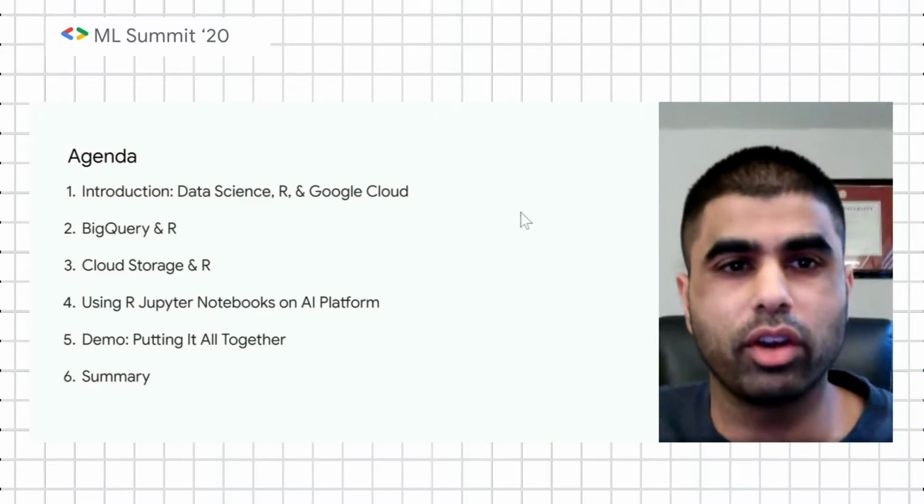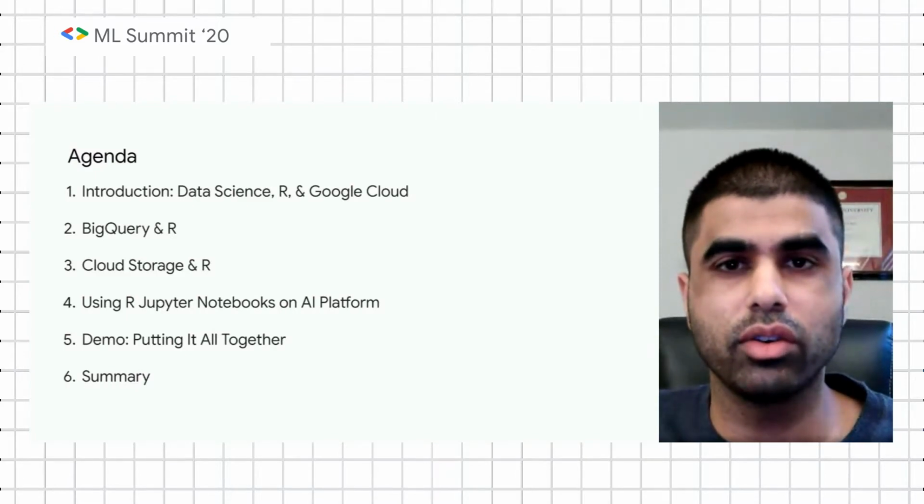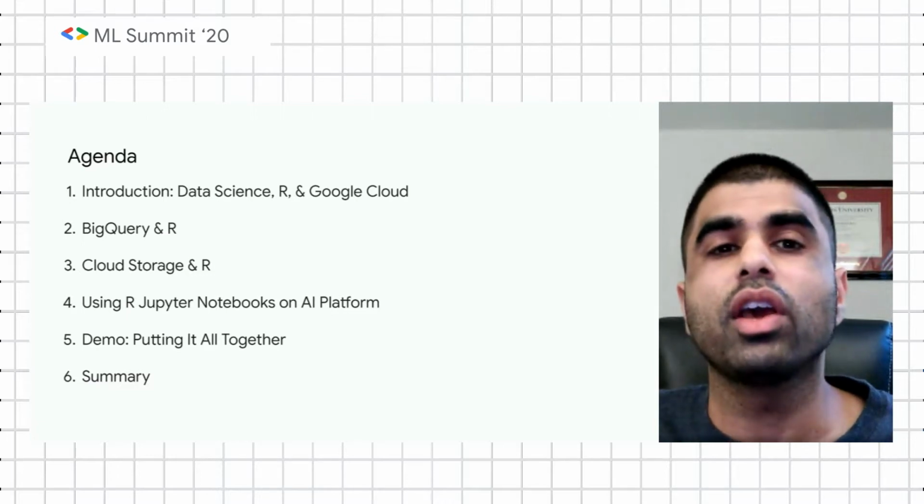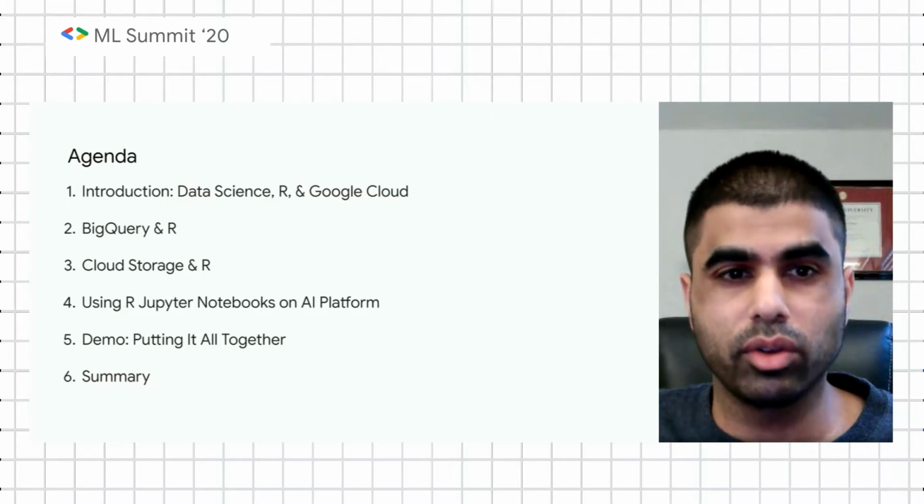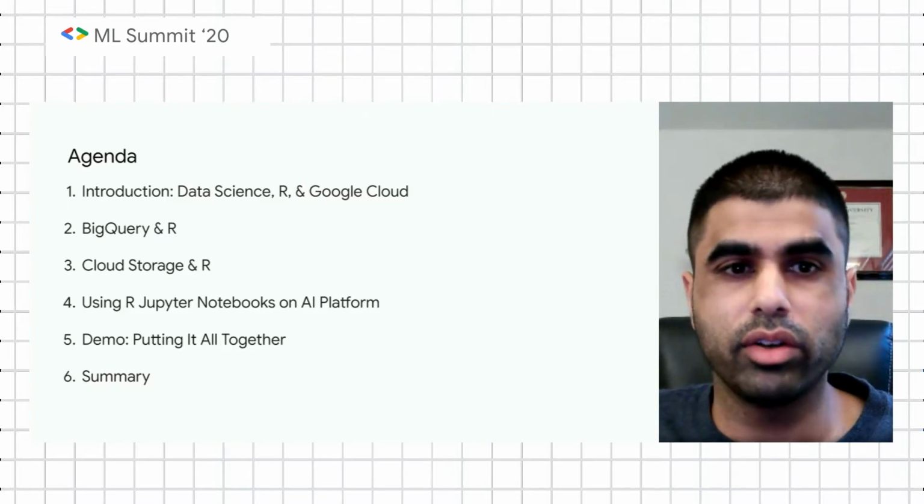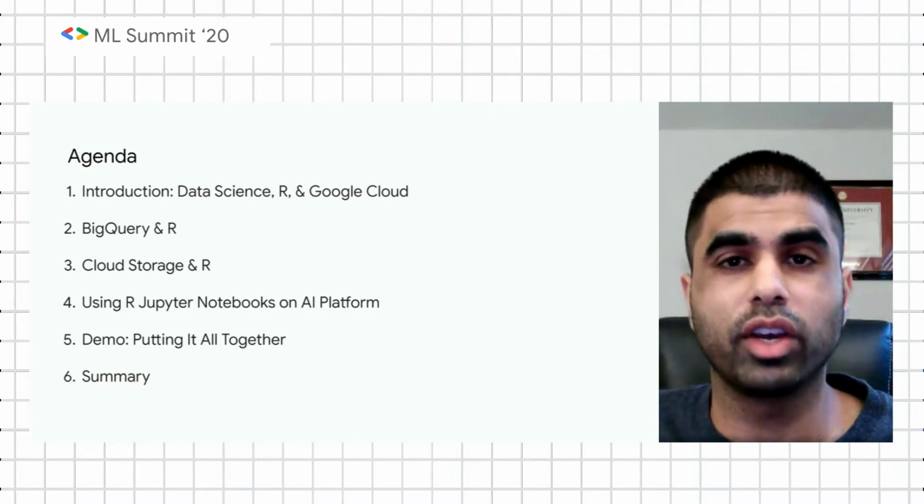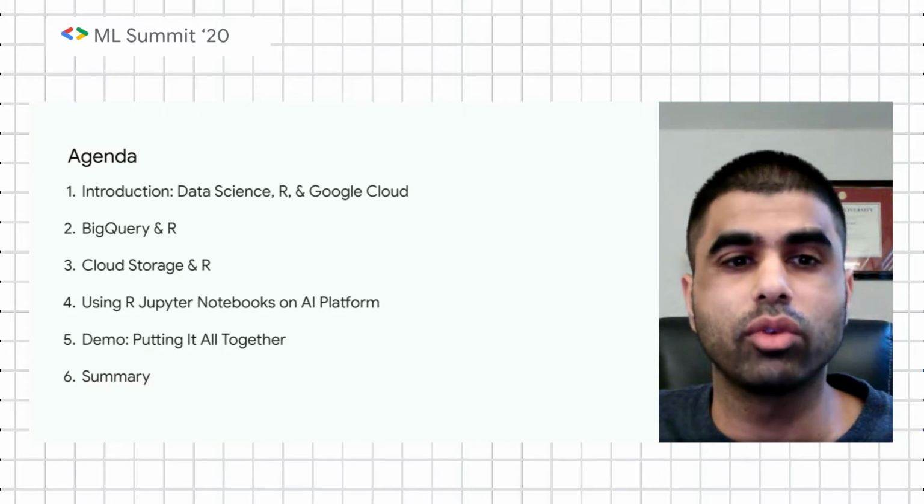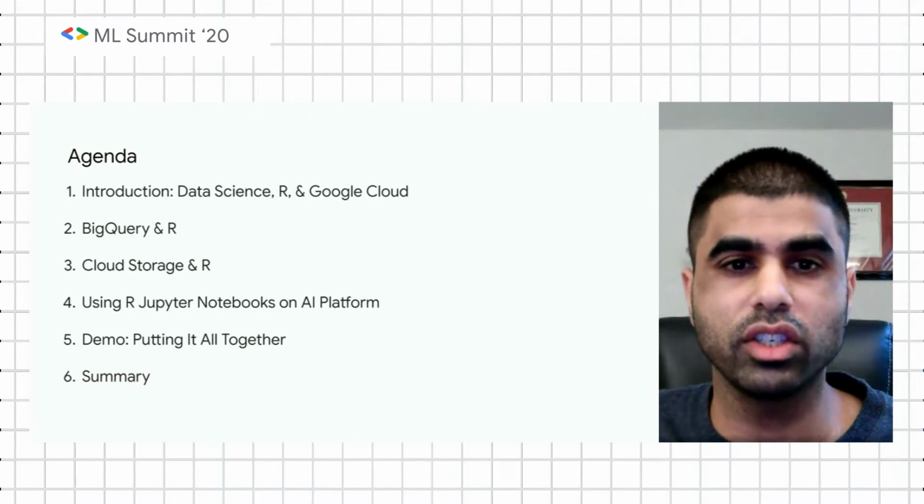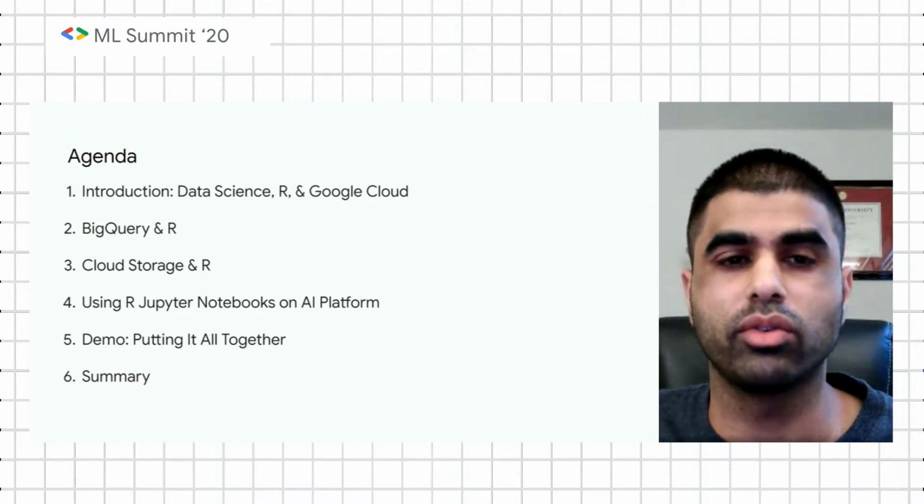Just to go through what we're going to cover today, we'll start with an introduction: data science, R, and Google Cloud. What are those individually? And then how we're going to talk about them collectively. Then we'll go through a couple different Google Cloud products and how they work with R, starting with BigQuery, moving on to Cloud Storage, and then using R Jupyter notebooks on AI Platform. Finally, we'll go through an exciting demo that puts it all together and shows how you can start answering your own data science questions using R on Google Cloud.